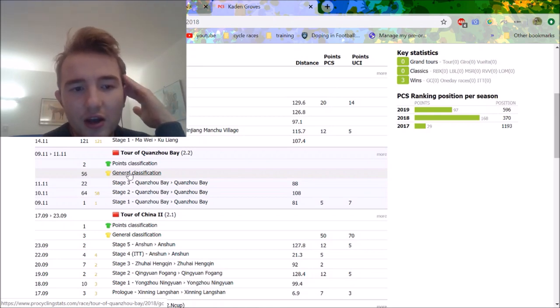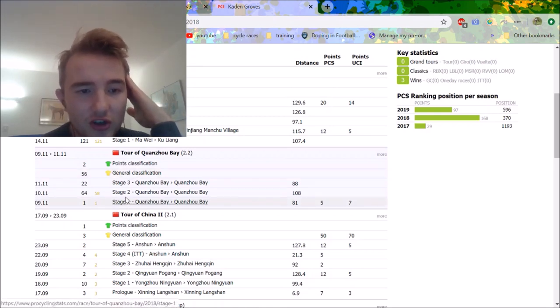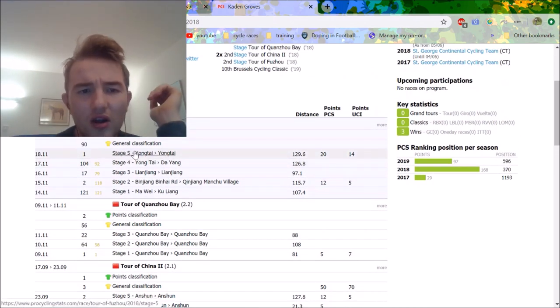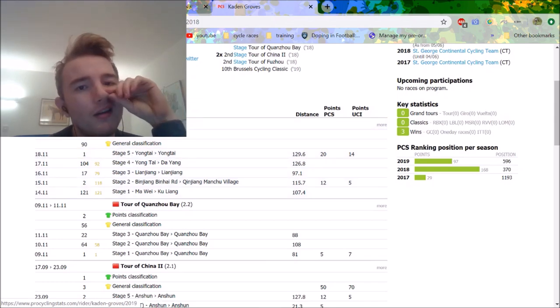Tour of Guangxi Bei won the first stage. Again, that's a decent race. Canyon DHB normally doing it on Tour of Fuzhou, that's the closing one for the Asian Tour. Again, won a stage, second. By all, pretty solid results. So nothing that's going to go mental.